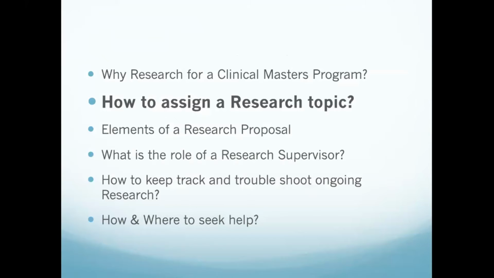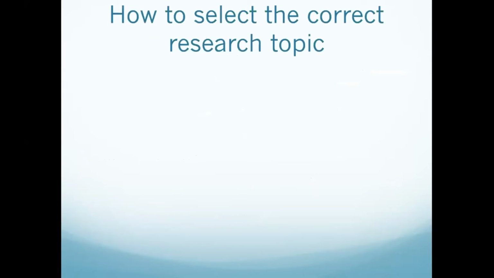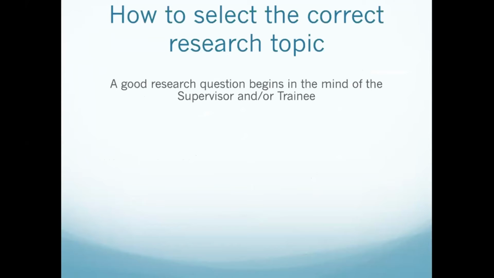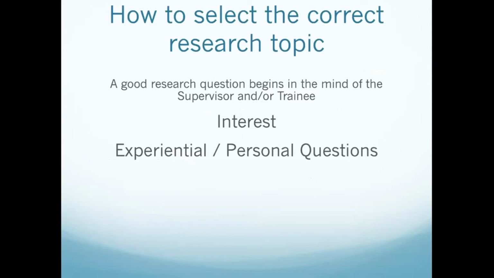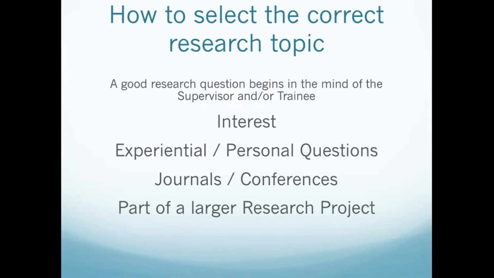Let's move on to the next one and the core topic today, how to assign a good research topic. So how do we select the correct research topic? A good research topic usually begins in the mind of the supervisor and or the trainee. And it usually is related to interest, to experiential or personal questions, journals and conferences, or a part of a larger research project, like a PhD or a clinical trial project. And this is where you usually develop your research topic.